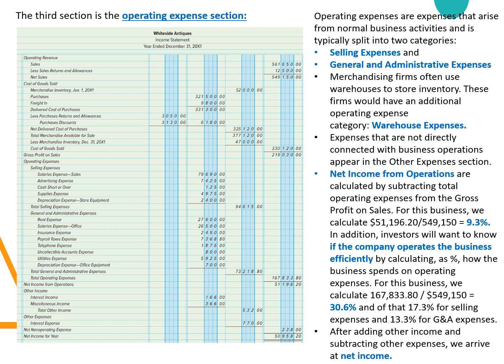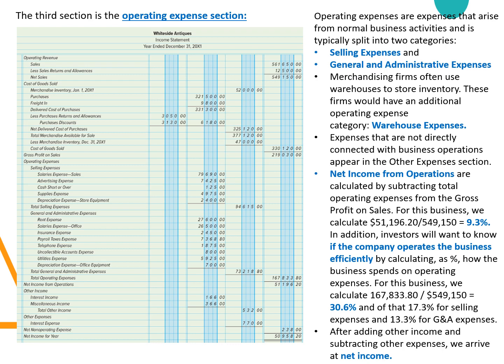The third section of the classified income statement is the operating expense section. Operating expenses are expenses that arise from normal business activities and are typically split into two categories: selling expenses, which relate directly to the marketing, sale, and delivery of goods, and general and administrative expenses, which are necessary for business operations but are not directly connected with sales functions.